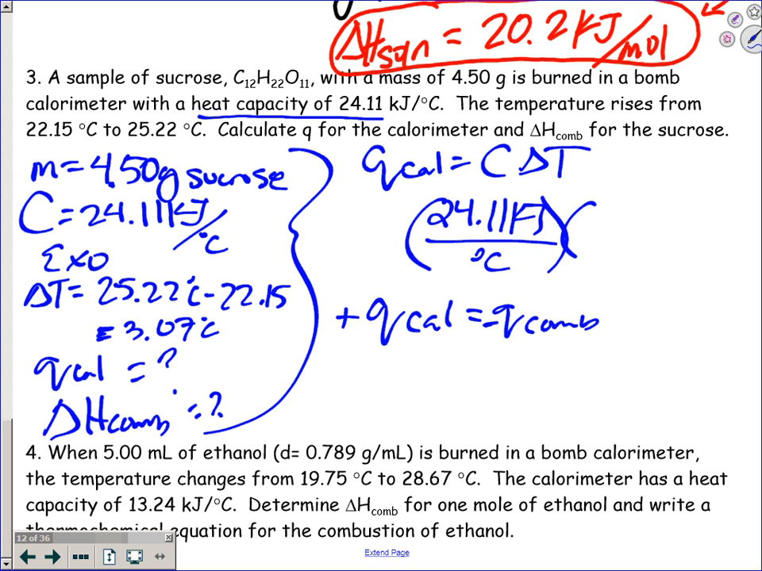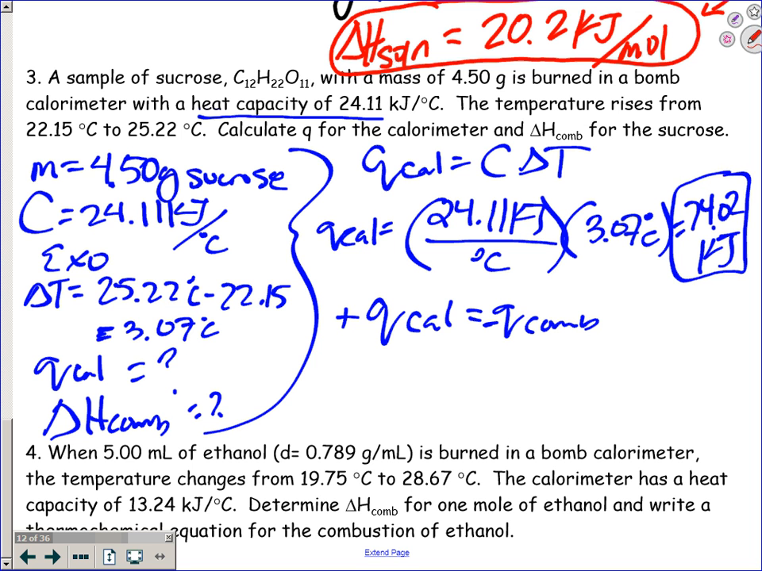Go ahead, and this is 3.07, and what's our Q cal here? 67.9. This is why I calculate with you. I got 74.02 kilojoules. It's okay, butterfingers happens. So this is Q cal. Then what's Q com? This is negative 74.02 kilojoules.